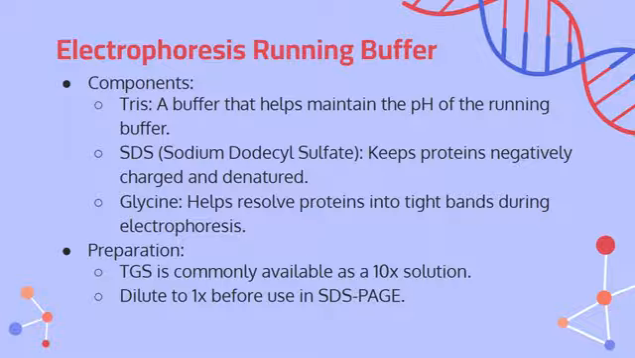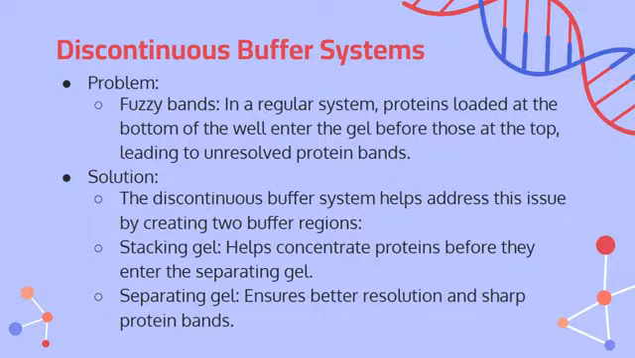In preparation, we take TGS, which is commonly available as a 10x solution, and dilute it to 1x before using it in our SDS-PAGE. Problems with this discontinuous buffer system can give us fuzzy bands.